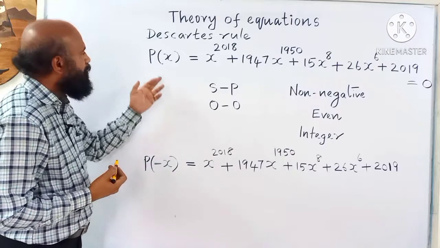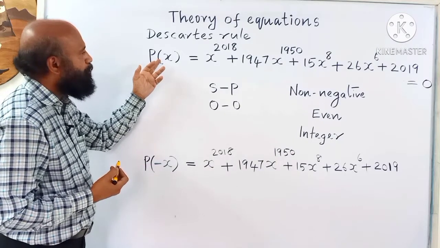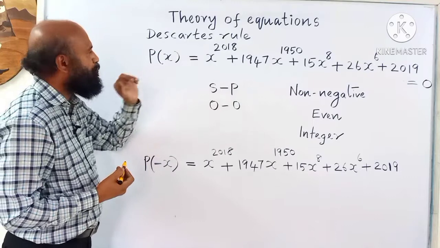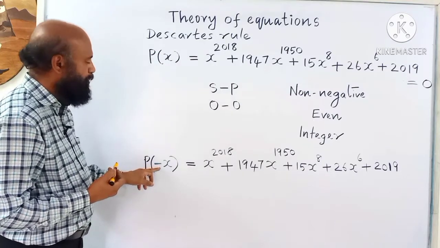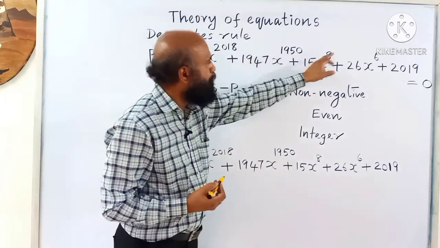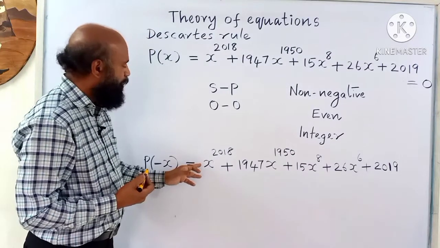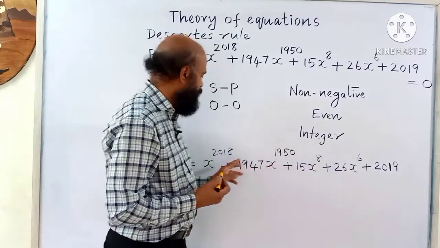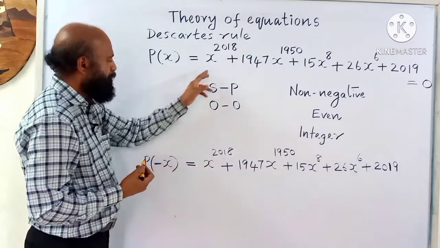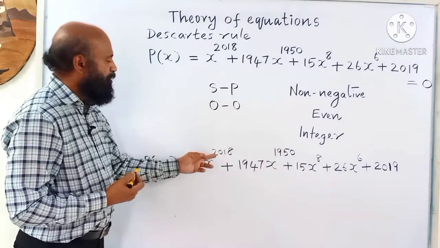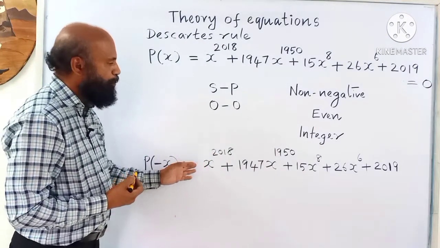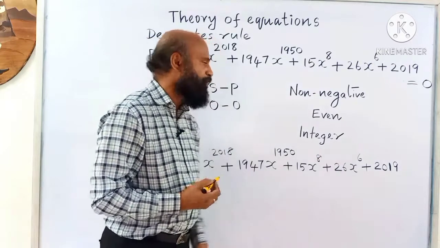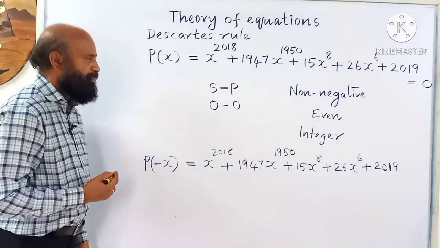Next, for getting the number of negative roots of this, you write p of minus x. Since all are even powers, again it is going to be positive when you take the even power for this x. If you put a minus x and take the even power, again it is going to be positive. So in this also there is no sign change.